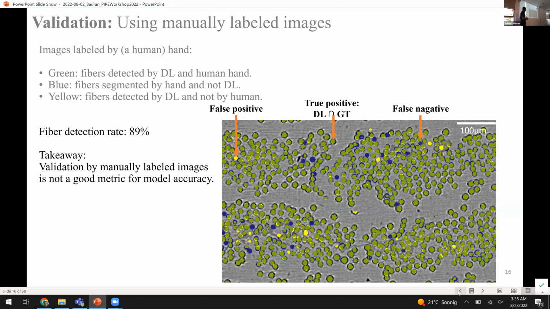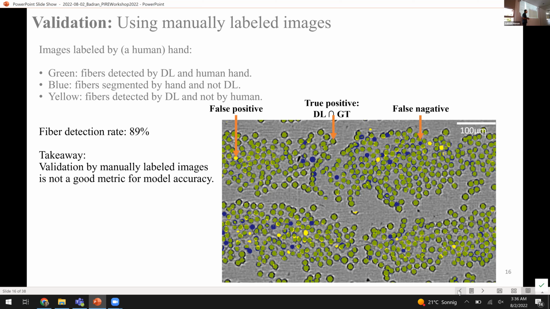So the first method here is just the hand painting of the different pixels to identify where the fibers are. This is very laborious, and there is a reason people don't like that, but it will still remain useful at some point. But I'll introduce these images here. Whatever is green is an overlap between the fibers that were segmented by a human being and the fibers that the deep learning model is able to identify. In blue are the fibers that were segmented by hand, but the deep learning model was not able to pick up. And then in yellow are the fibers detected by the deep learning, but the human didn't even manage to see them.